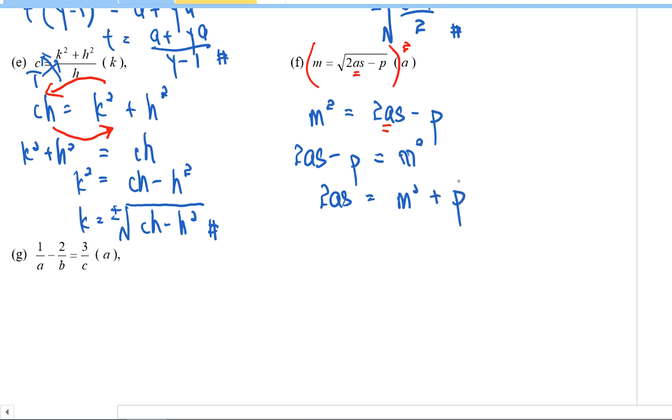Balance the negative p on the right side, it becomes a positive p. Alright, I only want A to be the subject. Notice I can factorize the A out. So in other words, my A will be m squared plus p divided by 2x.